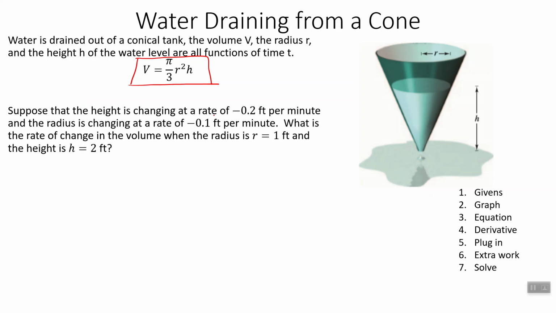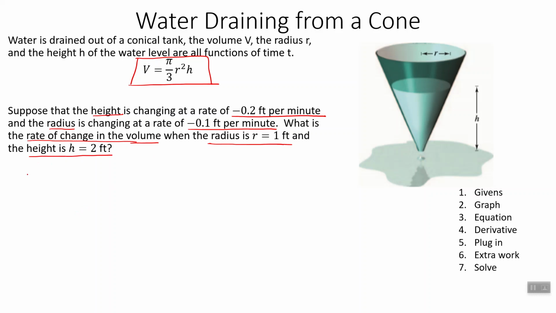Suppose that the height is changing at a rate of negative 0.2 feet per minute. All right, so that was the height. The radius is changing at a rate of negative 0.1 feet per minute. What is the rate of change in the volume? So we want to know the rate of change in the volume when the radius is 1 foot and the height is 2 feet.